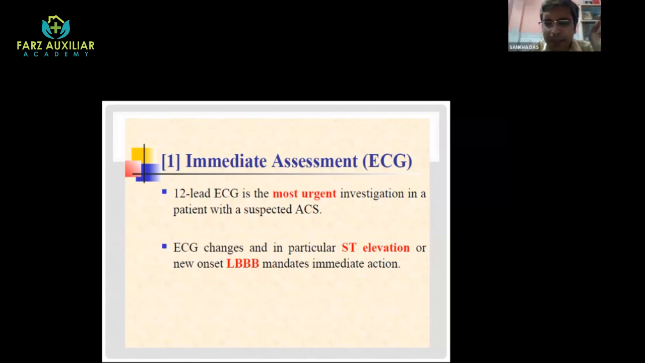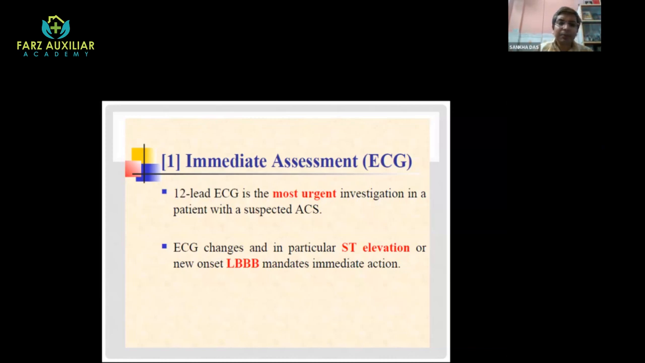We see diffuse ST depression in the precordial leads. So ST depression from V1 to V6 with ST elevation in aVR signifies a left main occlusion. Besides that, sinus bradycardia, significant bradycardia, is also one of the features of left main occlusion. That also occurs in inferior wall MI as well.